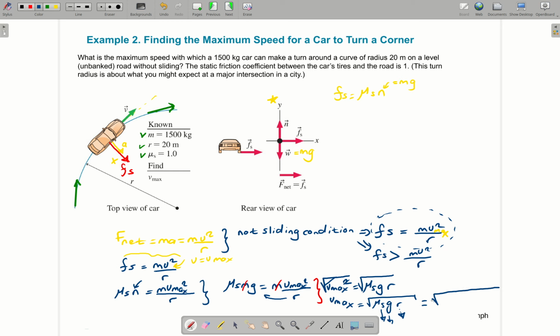Putting in the numbers, our mu s was 1, no unit for mu s, remember, g is 9.8 meters per second squared, and r is 20 meters. Was it 20 meters? Yes. And that should give us a V maximum of 14 meters per second. So if you have a 20-meter radius turn, you can go at most 14 meters per second. Otherwise, you're doomed. Know your physics. Physics, Rex.